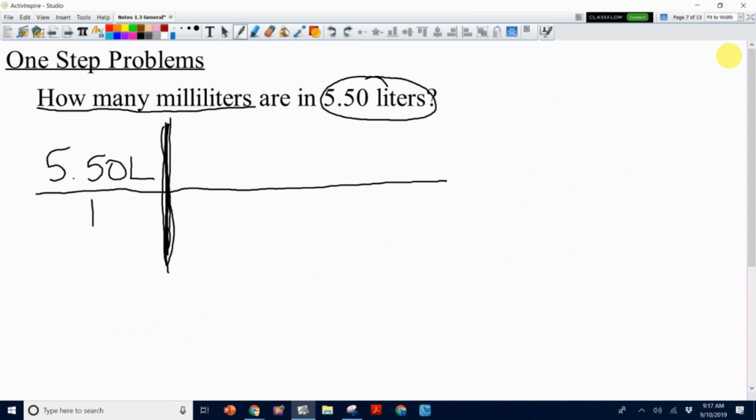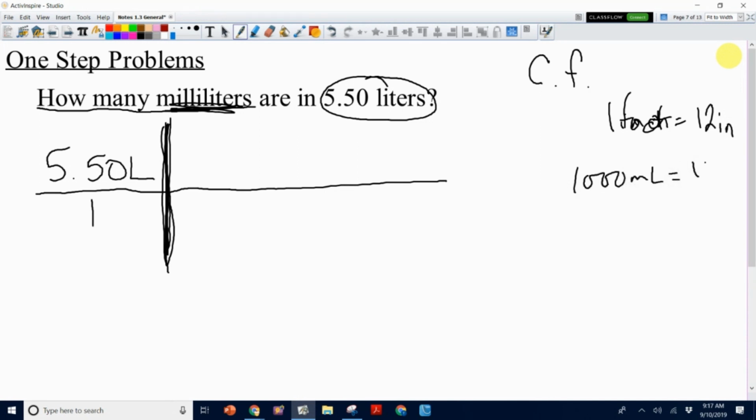All right, so we need to come up with our conversion factors. A conversion factor, and I'm going to abbreviate that as CF, is anything that's equal to another thing. So say, for example, 1 foot is equal to how many inches? 12 inches. Okay, that's a conversion factor. Well, for this problem, we need a conversion factor that has milliliters and liters. Well, we know that 1,000 milliliters is equal to 1 liter. We learned that a couple of days ago with the metric system.